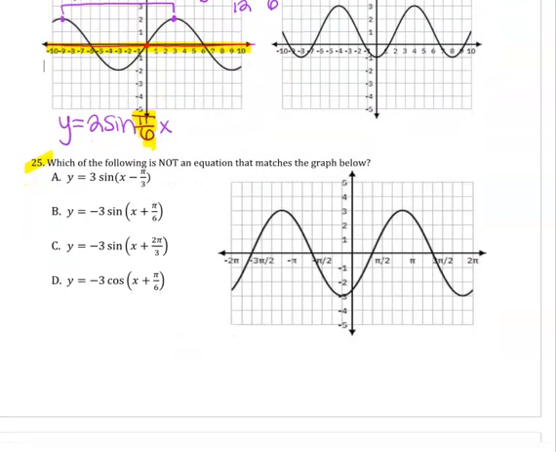All right, question 25 is a tricky one because it says which of the following is not an equation that matches the graph below, and we've deliberately put in some phase shifts. So let's go through them. Okay, the first one says this is a positive sine curve that's been shifted to the right pi over 3. Right pi over 3 would be right here, and that's a shift to the right. Now, this does look like a sine curve that has been shifted to the right pi over 3 units. That's 2 boxes, so that actually is true.